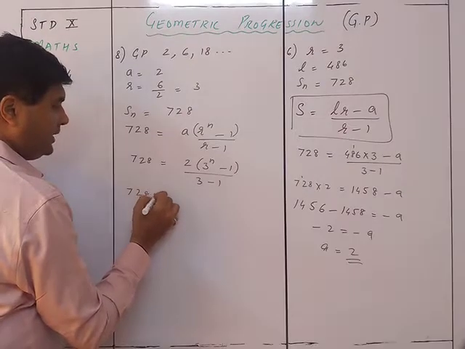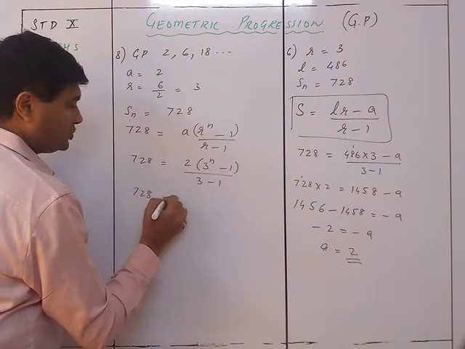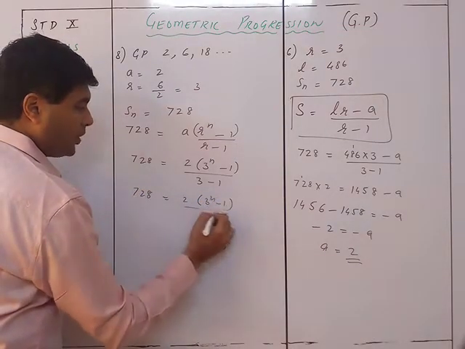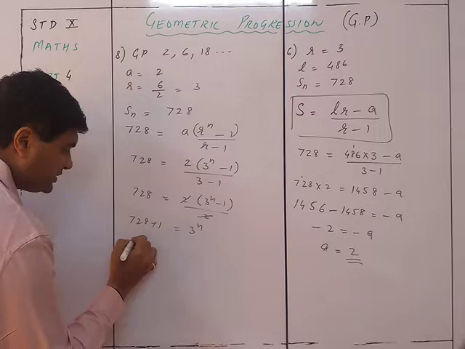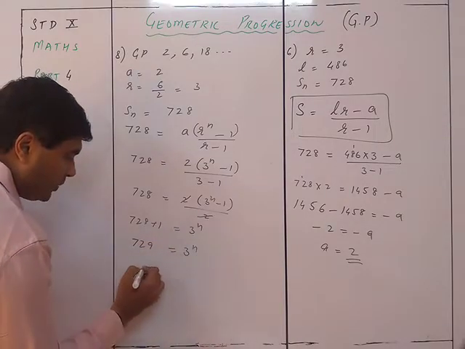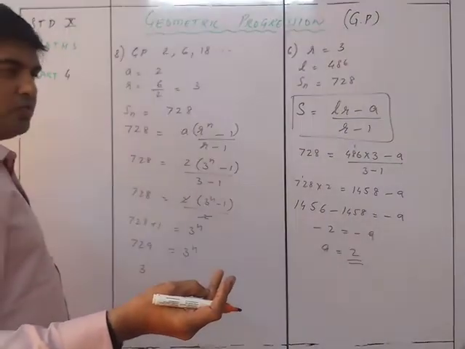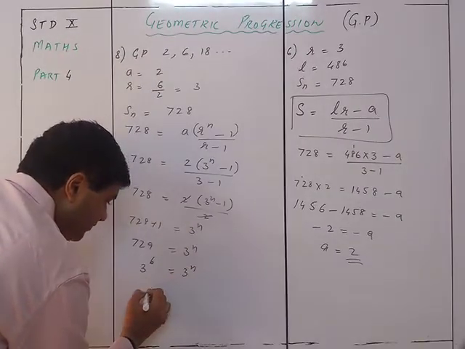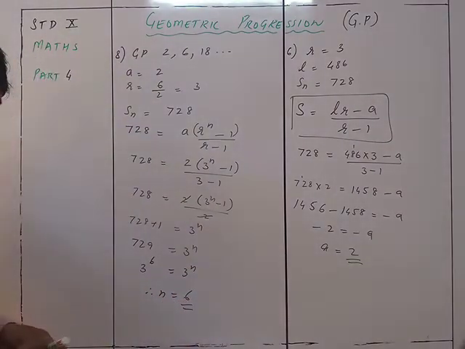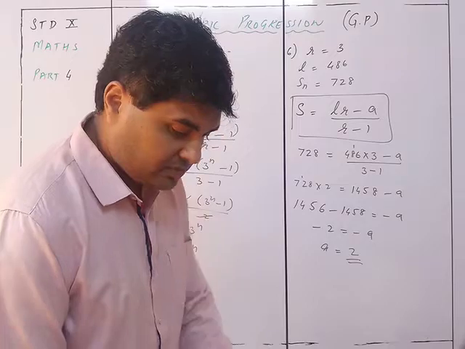So 728 is equal to 2 into (3 raised to n minus 1) upon 2. The 2 gets cancelled. So 728 plus 1 is equal to 3 raised to n. So 729 is equal to 3 raised to n. We know 3 3s are 9, 9 3s are 27, 27 3s are 81, 81 3s are 243, 243 3s are 729. So that is 6. So 6 is equal to n. Therefore n is equal to 6. We can check the answer. That is, sum number 8 is 6.